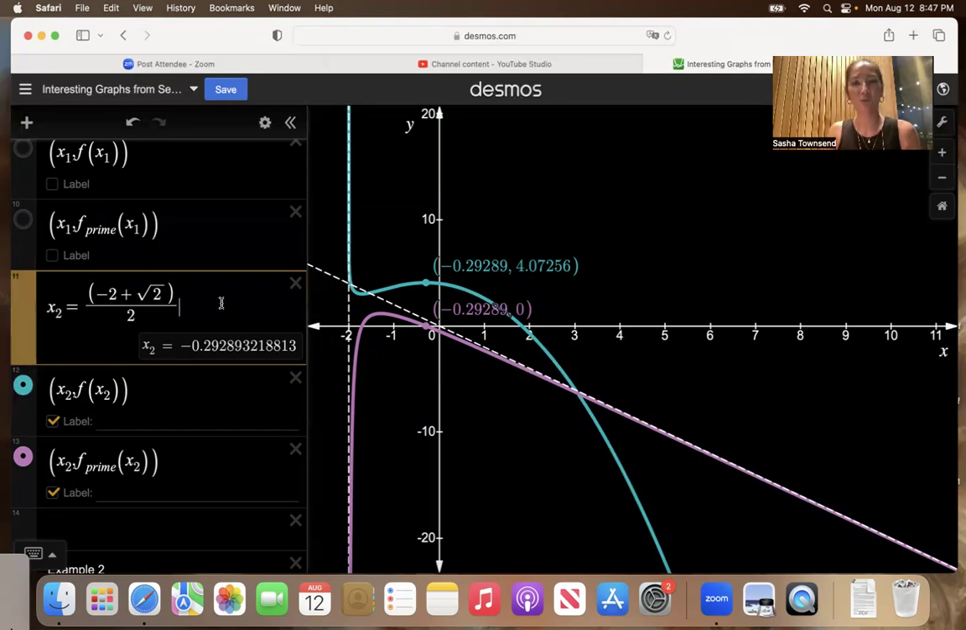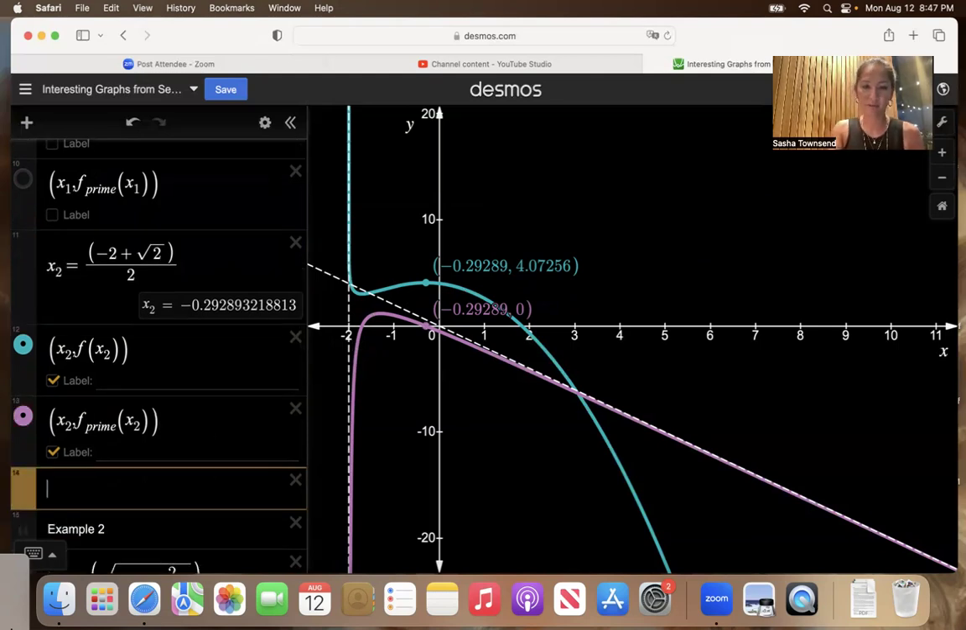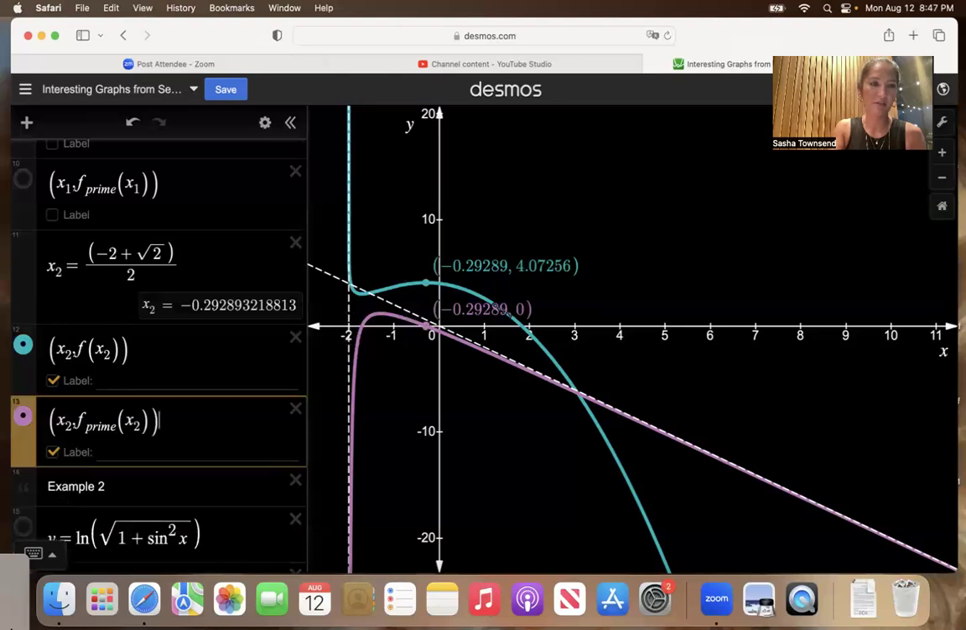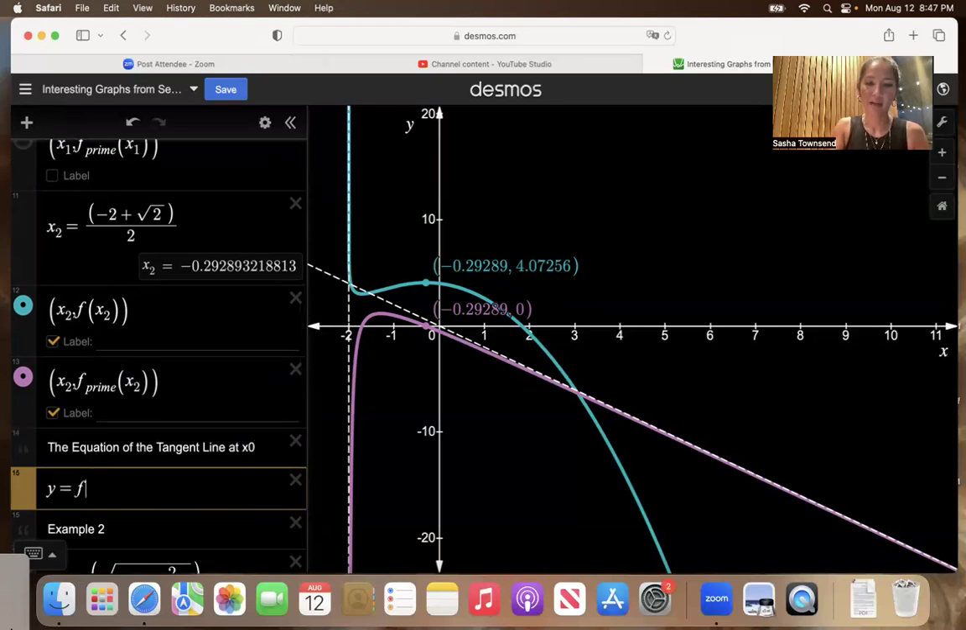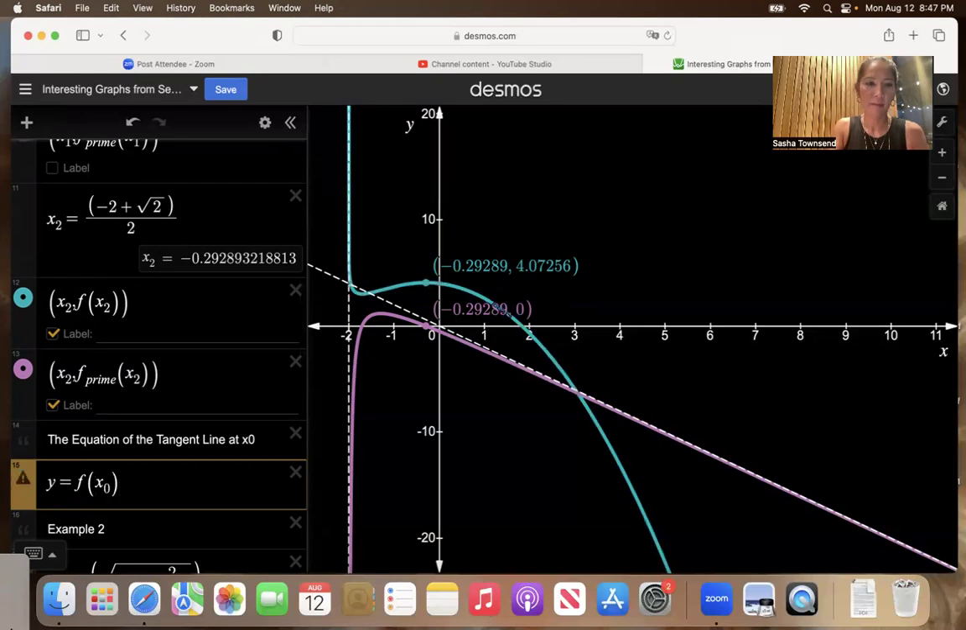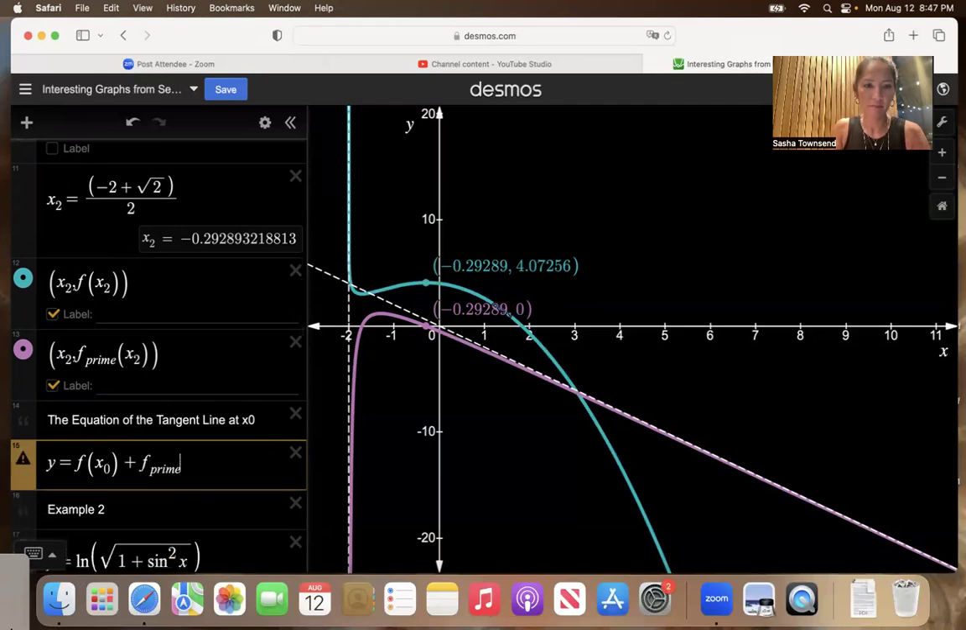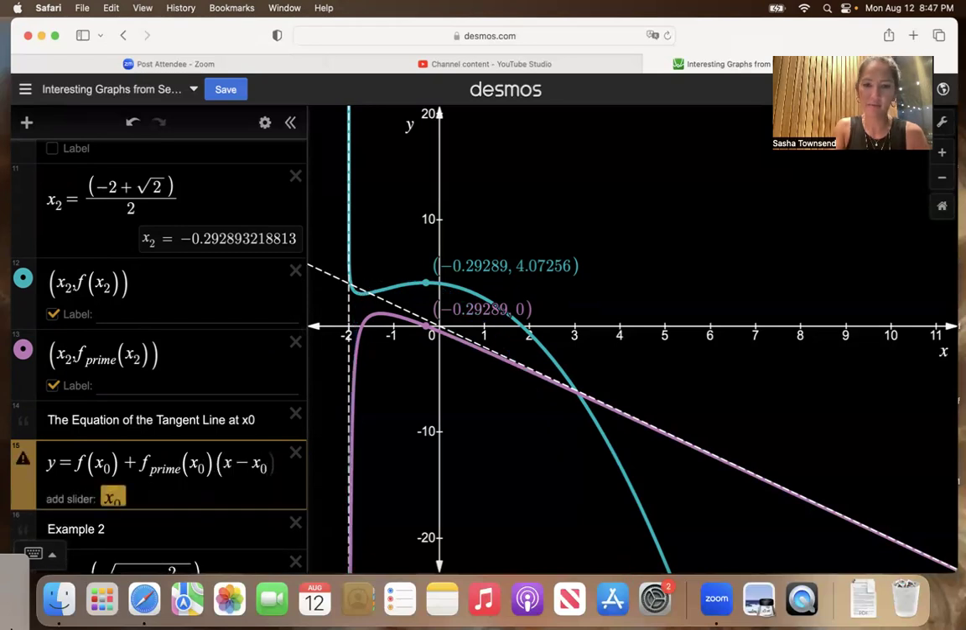Now we were asked to graph a tangent line at x naught and then graph f and the tangent line on the same grid. So on this particular grid, we're going to let y equals, this is the equation of the tangent line. So we'll have y equal f of x naught plus f prime at x naught. We're going to add a slider and we'll subtract x minus x naught here.